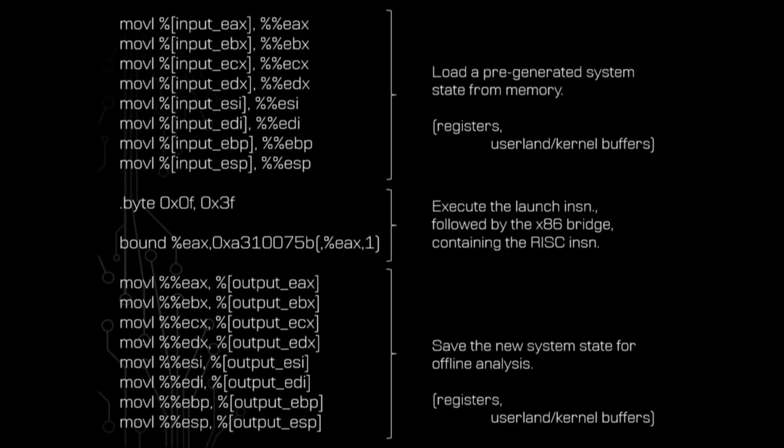Then what I'm going to do is I'm going to execute that launch instruction, that 0F3F instruction, in order to toggle the RISC core. After that, I'll execute the bridge instruction, the bound EAX instruction. That lets me send a RISC instruction over to the RISC core, and I'm going to generate an arbitrary RISC instruction to try out. After that instruction executes, I'll record the results of the system state. I'll record all the registers, all the buffers, and everything else. And what I want to see is, did something change on the system? Did that input state and output state differ in any way?